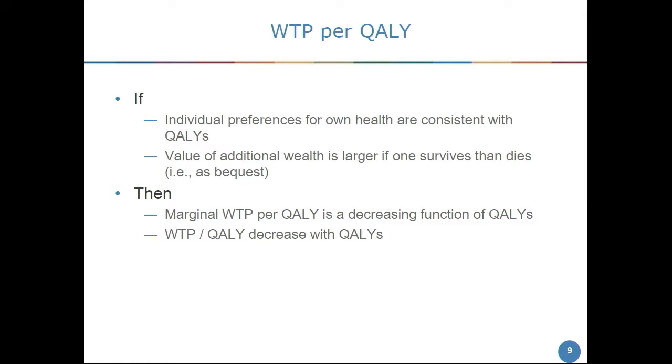Okay, now getting to the willingness to pay side, if somebody's preferences for their own health are consistent with QALYs, and if they value incremental wealth more given survival than given death, in the event that they would pass the wealth on to their children or whoever, then their rate of substitution between wealth and QALYs will be a decreasing function of the number of QALYs at stake.